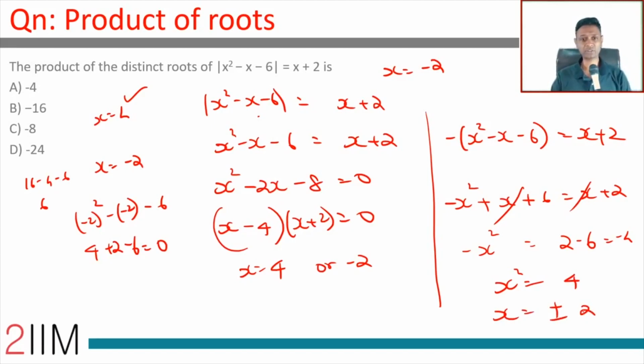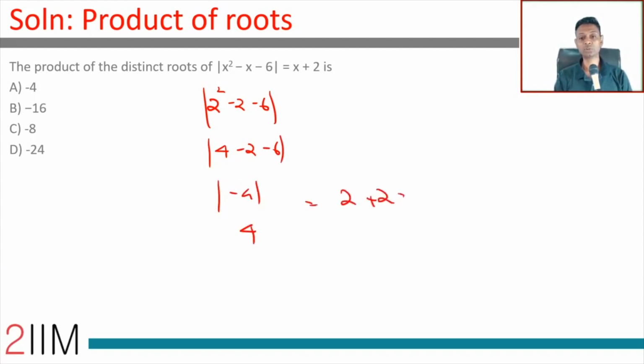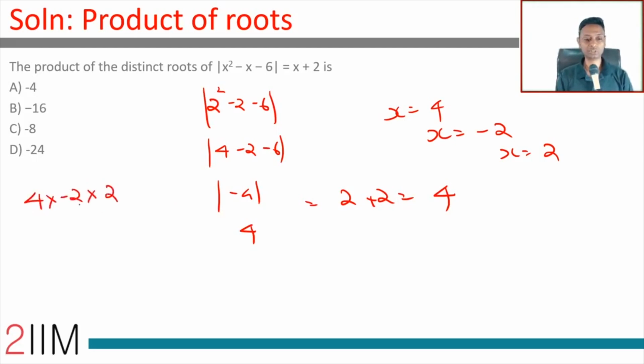Best way is to plug it into the equation. 2 square minus 2 minus 6. Modulus of 4 minus 2 minus 6. Modulus of 4 minus 8. Modulus of minus 4, which is 4. This side is 2 plus 2, which is 4. So x equal to 2 also works. X equal to 4 works, x equal to minus 2 works, x equal to 2 works. So the product of the distinct roots is 4 into minus 2 into 2, which is minus 16.